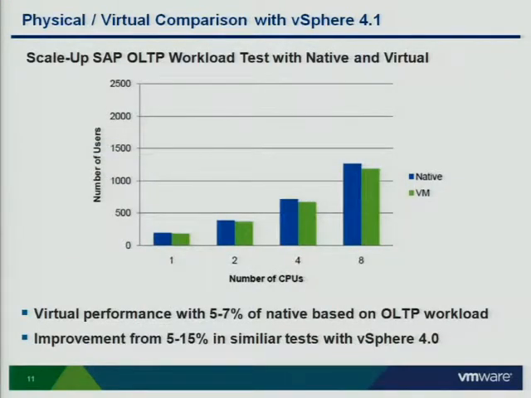So it turns out that native and virtual are very, very close in performance with these tests. We saw just a 5 to 7% difference across the range of tests that were run. And this is very similar to results from a test that we ran a year previous with ESX 4.0. But with 4.1 we did see some improvement. So instead of a 5 to 15% difference between native and virtual, with 4.1 we're seeing only a 5 to 7% difference. So we're continuing to see increases in performance as we continue to improve ESX, and the hardware continues to improve as well.